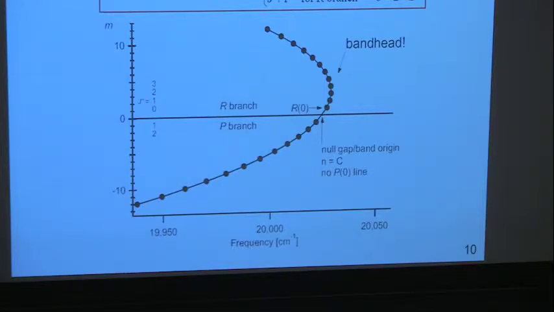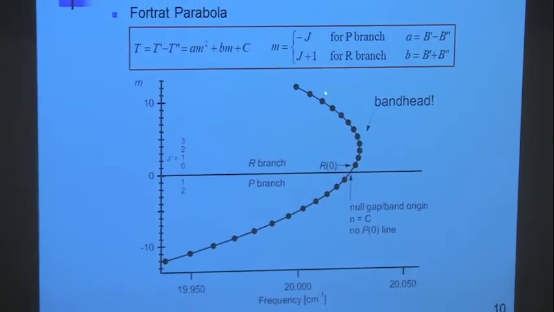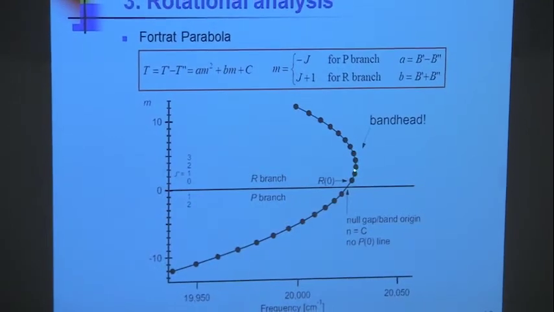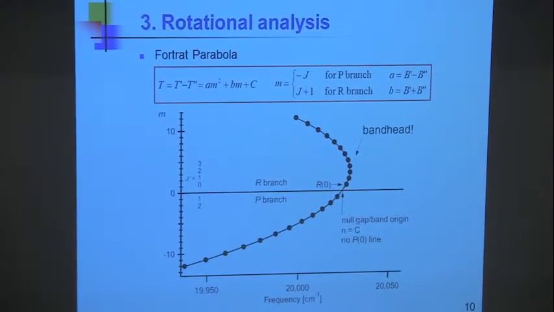So this is the Fortrat plot. This is frequency. Look at these units, 20,000 wave numbers. Not 2,000 anymore, 20,000. So if you plot these lines on this parabola, you see here's the null gap, and here's the band head right here at very low values of M. So the spectrum changes a lot when you go to the electronic.